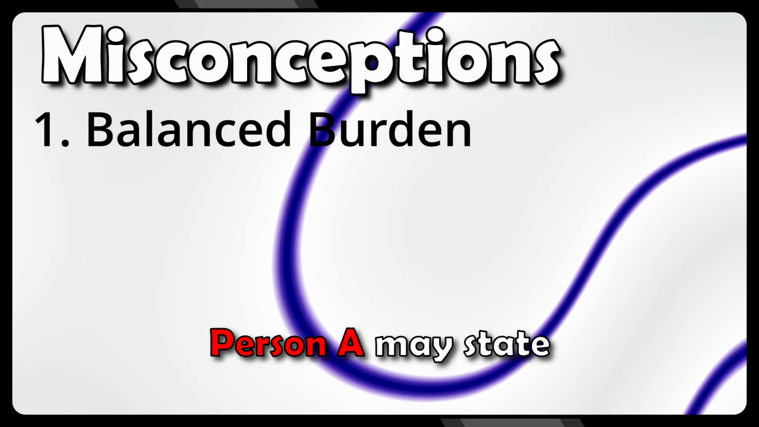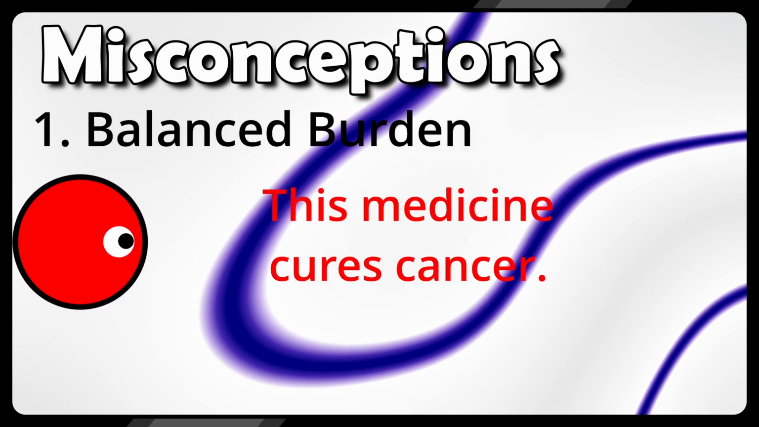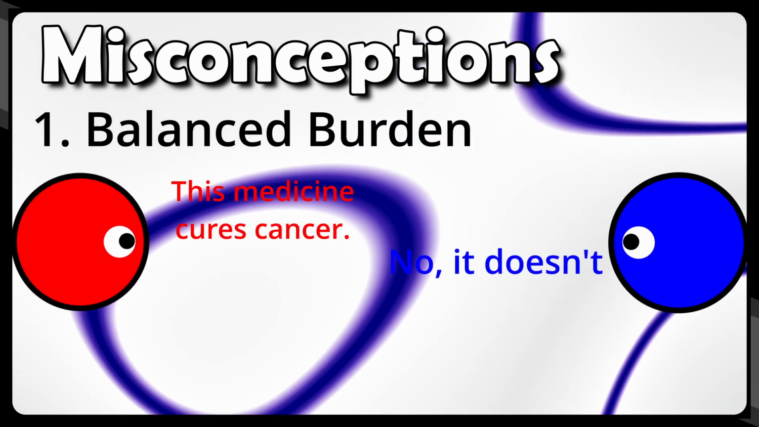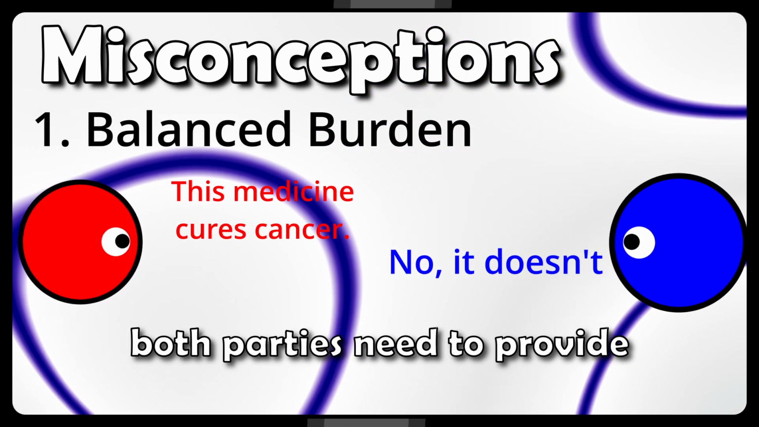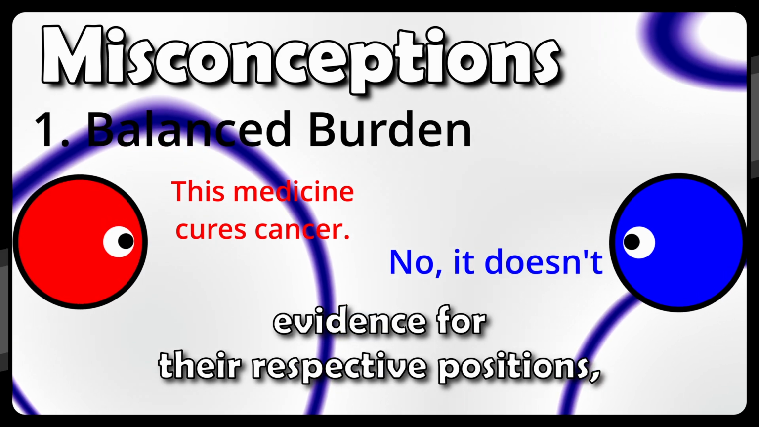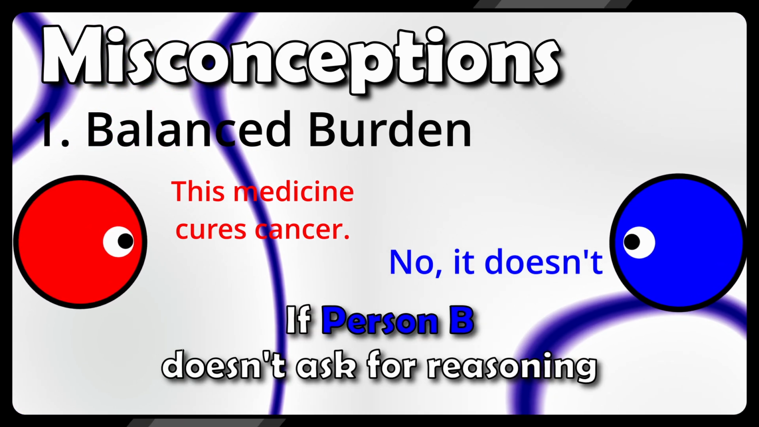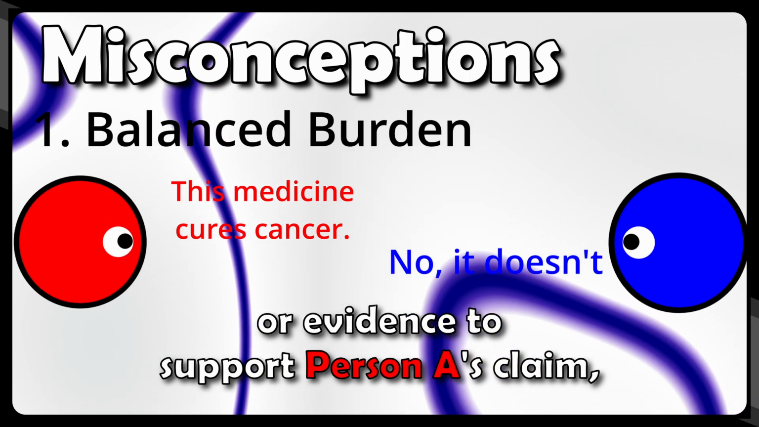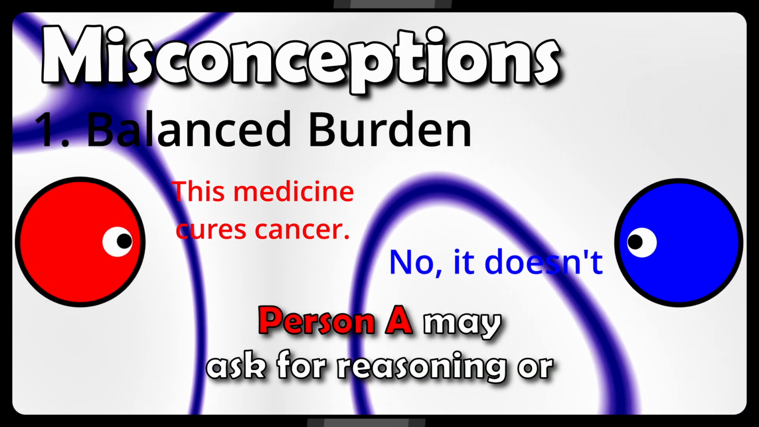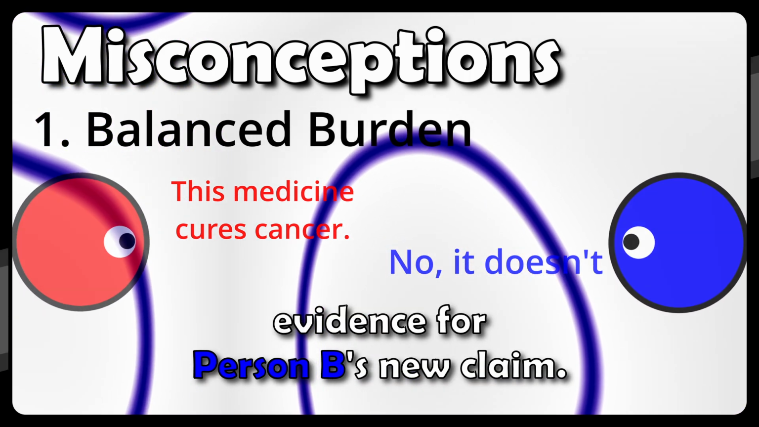For example, person A may state, the medicine cures cancer. Person B may respond with, no it doesn't. Here, both parties need to provide evidence for their respective position, but the initial burden lies with person A, who is making a claim. If person B doesn't ask for reasonings or evidence to support person A's claim, person A may ask for reasonings or evidence for person B's new claim.